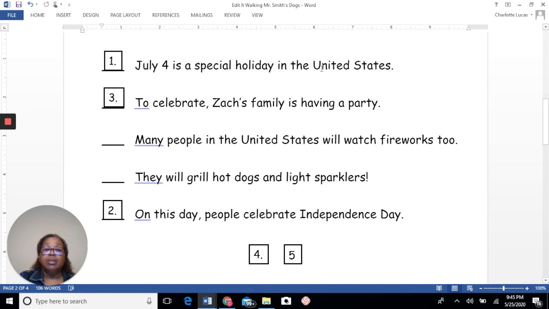July 4th is a special holiday in the United States. On this day, people celebrate Independence Day. To celebrate, Zach's family is having a party. Now, if they're having a party and we say after that, many people in the United States will watch fireworks too, that doesn't match up. It's not in the sequence of events. That is not going to make good sense. But if we say, to celebrate, Zach's family is having a party, they will grill hot dogs and light sparklers, it says they're having a party and what they're going to do at that party. So I think that we can make that sentence 4.